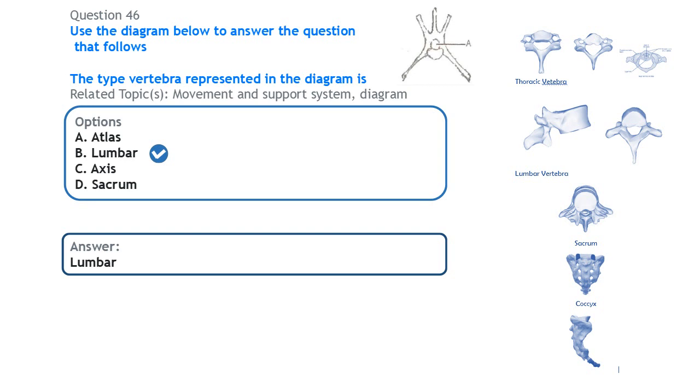The bones of the vertebrae start with the atlas and the axis, which are bones of the cervical vertebrae. Then we have the thoracic, and then we have the lumbar. Then we have the sacrum, and then we have the coccyx. This is the sacrum and then the coccyx. So this diagram here is the lumbar vertebrae. If you look at it from another angle, it is the lumbar vertebrae.